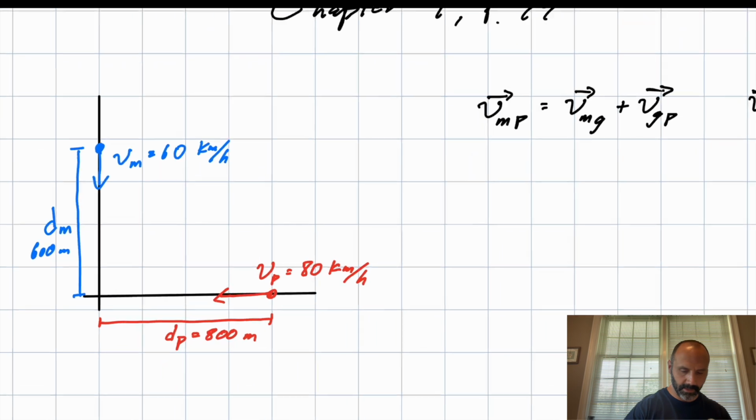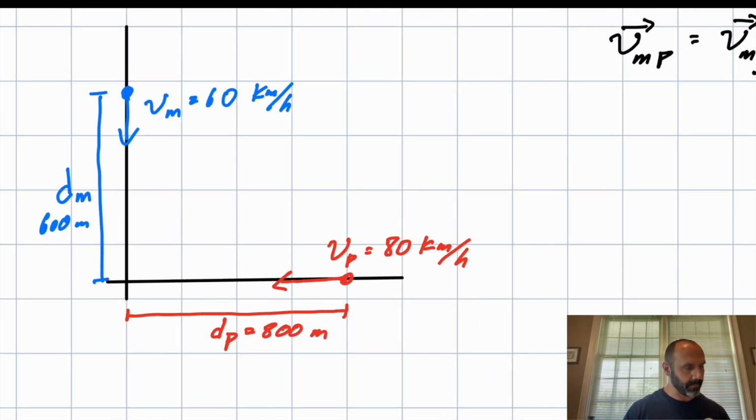We're told that the motorist is moving 60 kilometers per hour towards an intersection, and at that particular moment he's 600 meters from the intersection. The police car is moving 80 kilometers per hour and is 800 meters from the intersection at that moment. The question asks, in unit vector notation, so that's our i, j, k notation, which is very handy, what is the velocity of the motorist with respect to the police car?